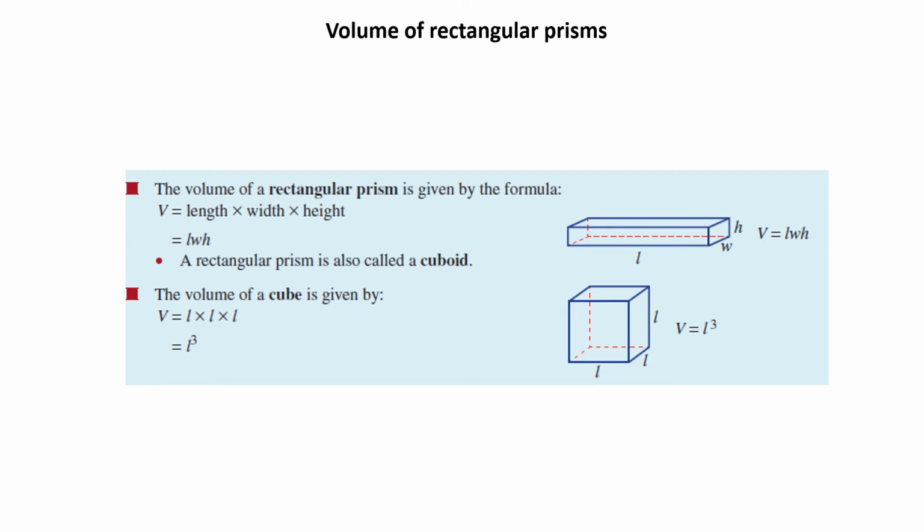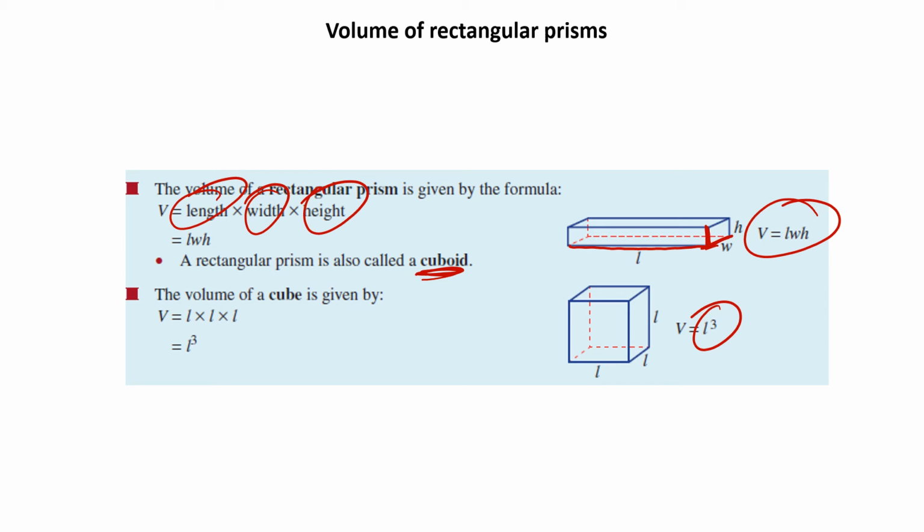Okay, so volume of rectangular prisms, how can we calculate that? Well, the volume of a rectangular prism, which is also known as a cuboid, is given by the formula length times width times height. So length times width times height, and that's the formula there. And the volume of a cube, so this is where all the dimensions are the same, the length and the width and the height are the same, and so I can just write it as L cubed.